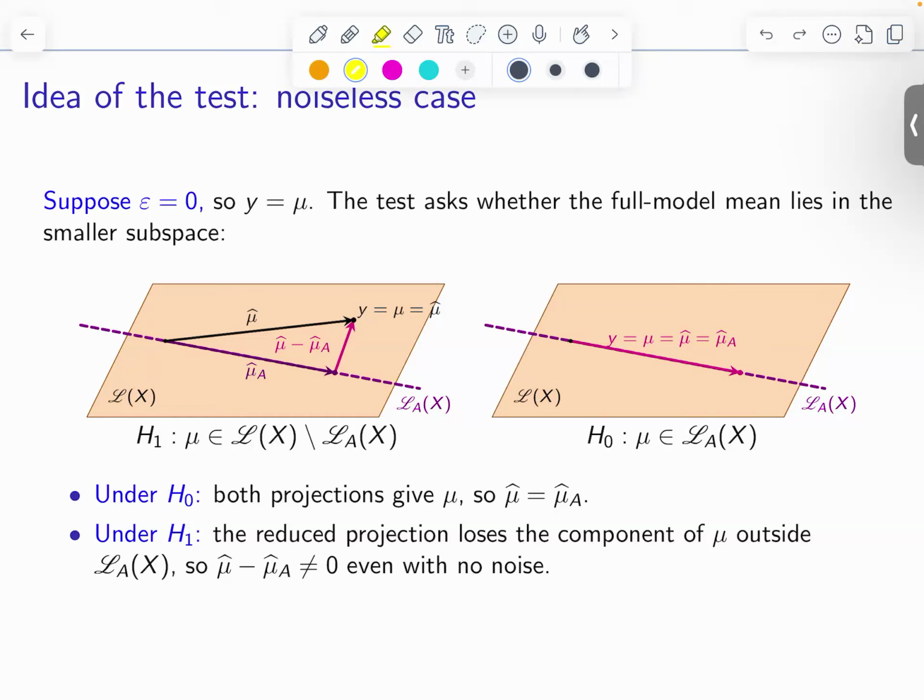When you project onto the full model, you're not going to lose anything. But when you project on the reduced model, you lose a little bit of mu. This part of mu, which is not in LAX, is reduced to zero, so you see a non-zero difference. By just looking at this difference in the noiseless case, you can tell which situation you are in. Does that make sense?